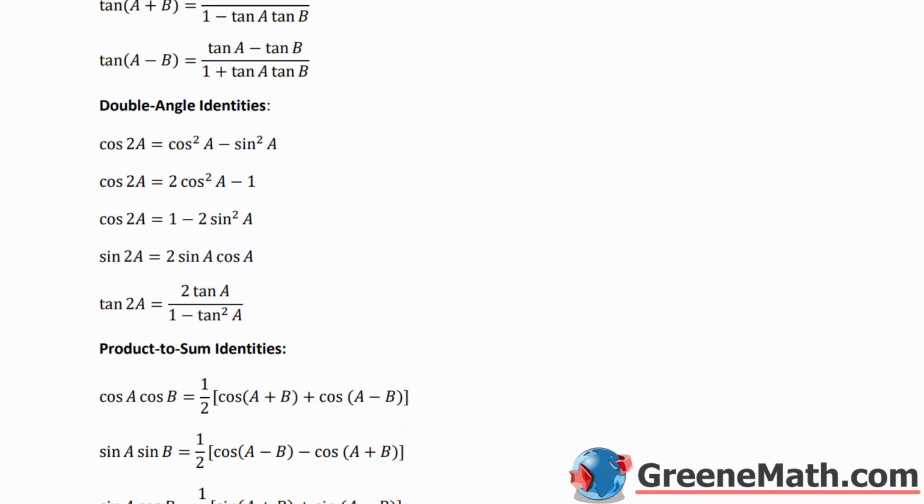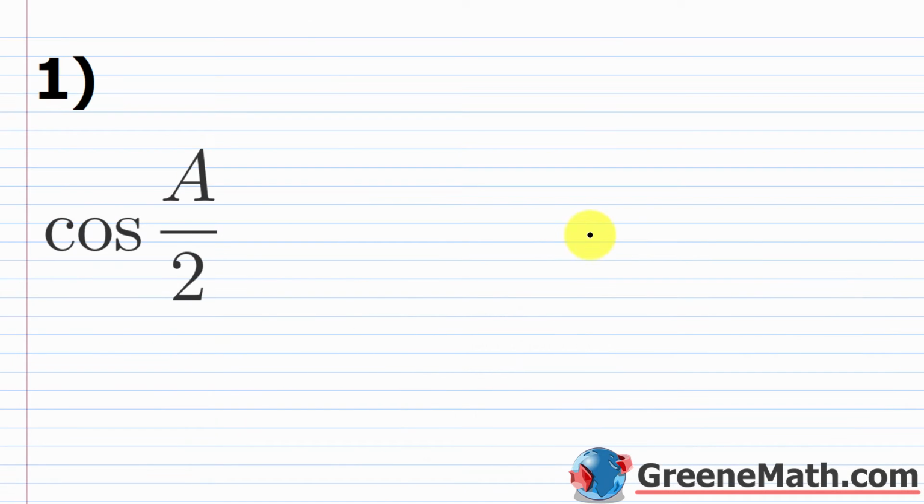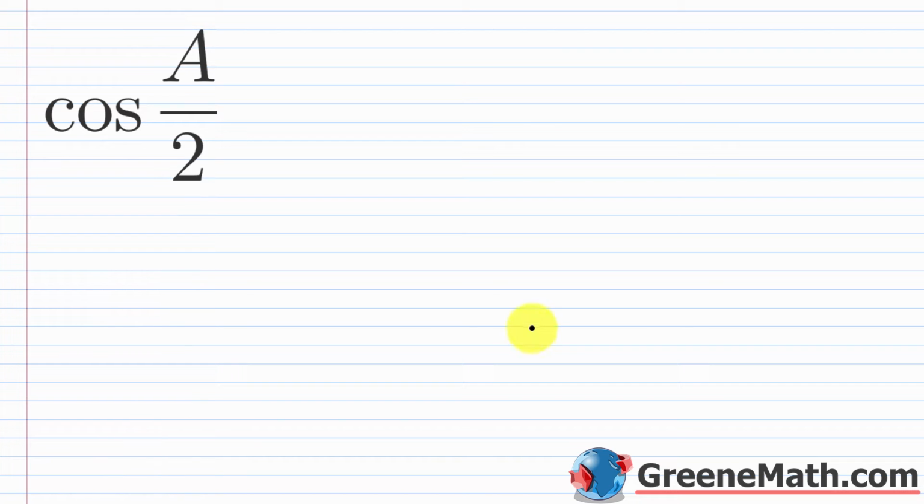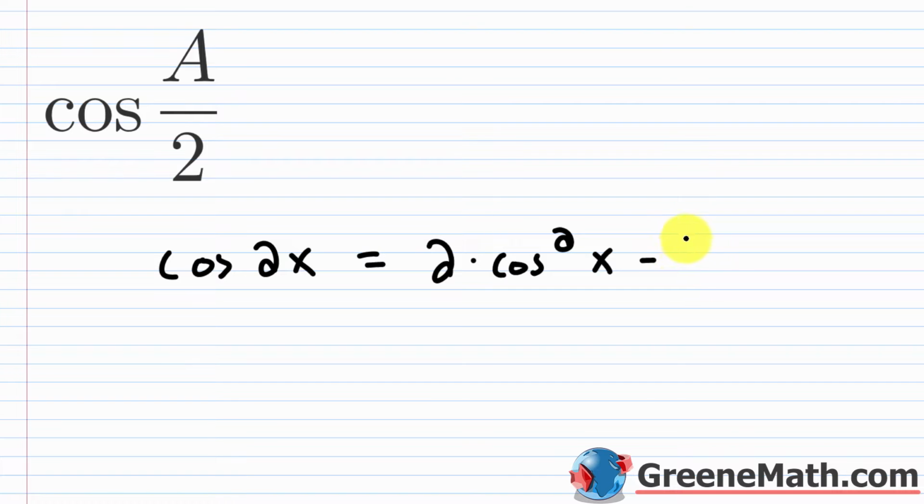We're going to start with the one that says the cosine of 2a is equal to 2 times cosine squared a minus 1. Instead of using a, we're going to use x, because we're going to do a little substitution at the end. Where there's an x, we're going to plug in a over 2. So let's write out our double angle identity to get started. The cosine of 2x is equal to 2 times cosine squared x minus 1.